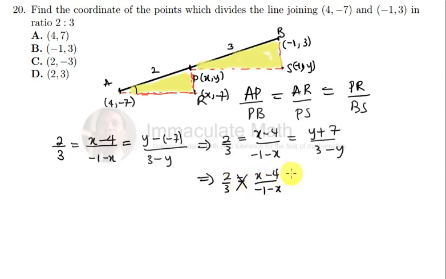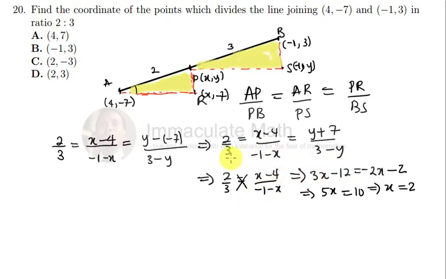If I cross multiply, I'm going to have 3x minus 12 equals minus 2x minus 2. So if you bring 2x here, I'm going to have 5x equals 10, since bringing minus 12 over gives minus 2 plus 12, that's 10. That means my x is 2.